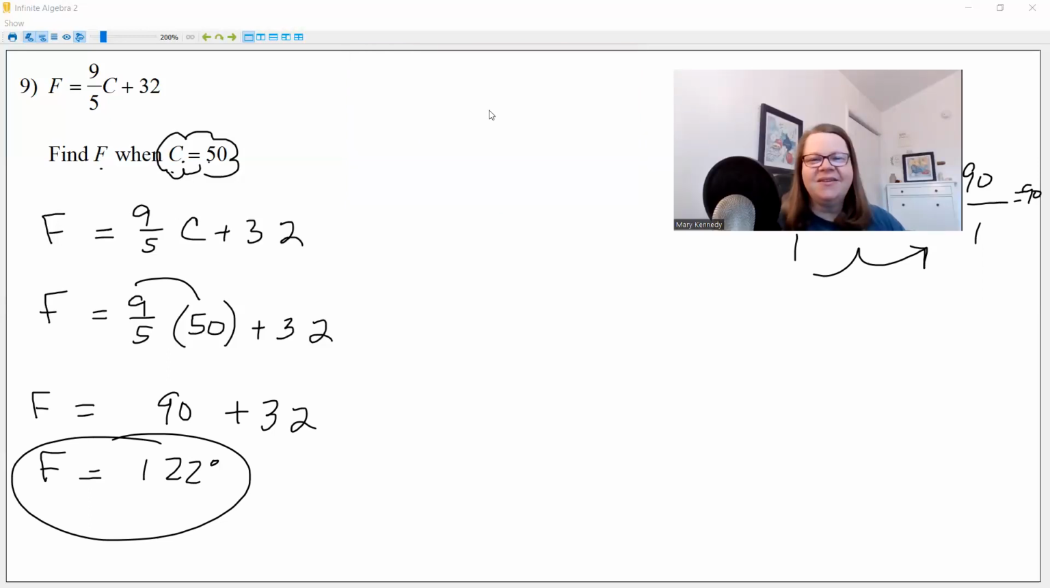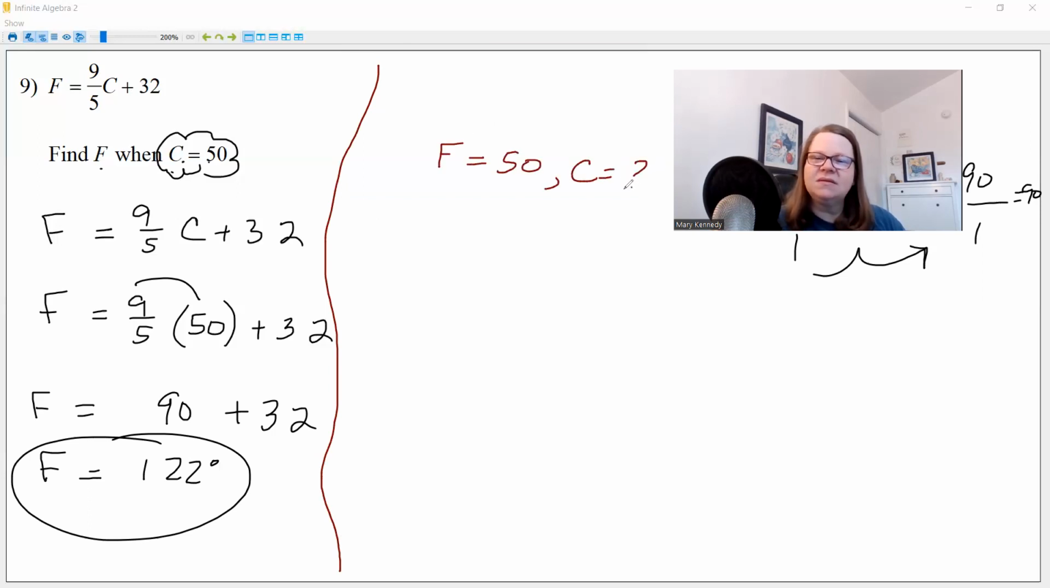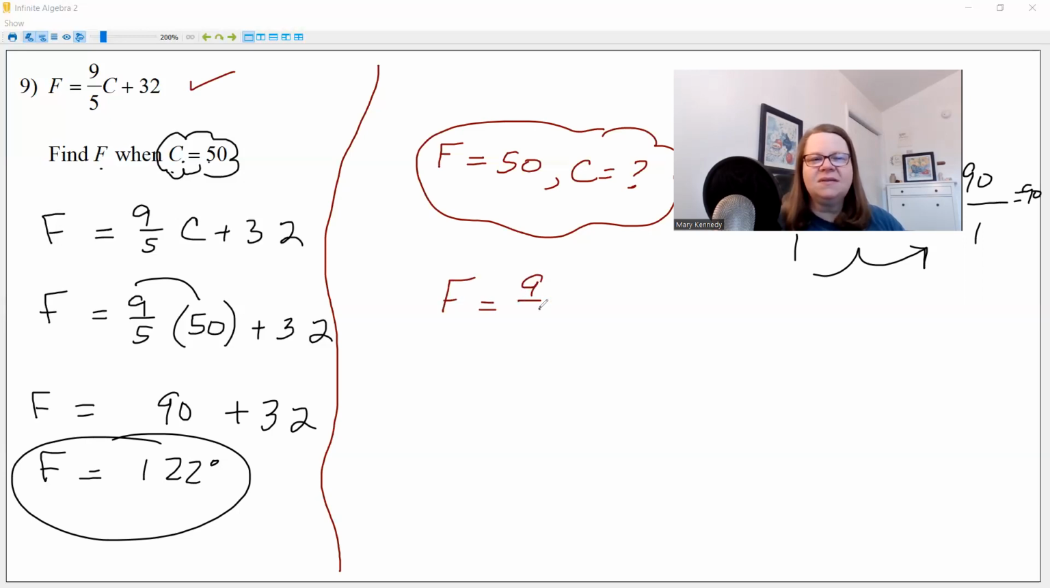I'm going to continue. If you need to see more of like a literal function where we're having to do something else, like, well, what if F is 50 and we have to find what C is? Okay, so let's do that. So stick around if you need to see that. We're going to use the same formula, and there's a couple of ways to do this. F equals 9/5 C plus 32.